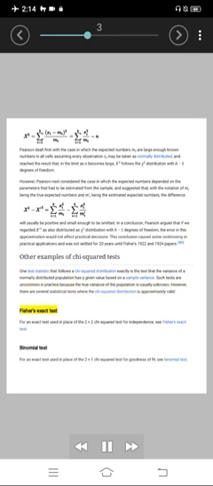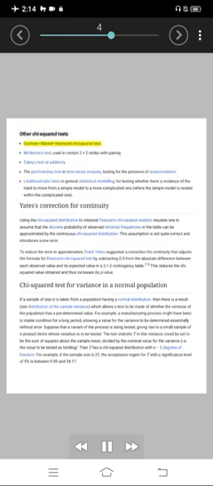Fisher's exact test. For an exact test used in place of the 2 times 2 chi-squared test for independence, see Fisher's exact test. Binomial test. For an exact test used in place of the 2 times 1 chi-squared test for goodness of fit, see binomial test. Other chi-squared tests. Cochran-Mantel-Haenszel chi-squared test.